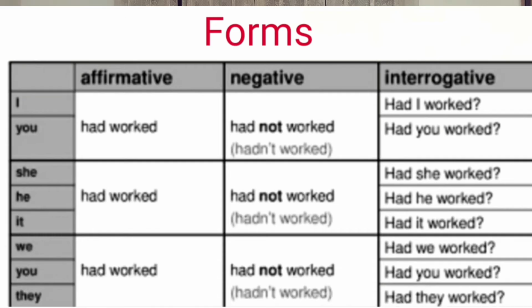Among different forms of this tense, first is affirmative. Its sentences are like this: I had worked, he, she or it had worked, we, you or they had worked. In its negative form, not is added and sentences are like this: I had not worked, she had not worked, they had not worked. And in its interrogative form, had is put in the first place and sentences are: had I worked, had he worked, had we worked, and so on.